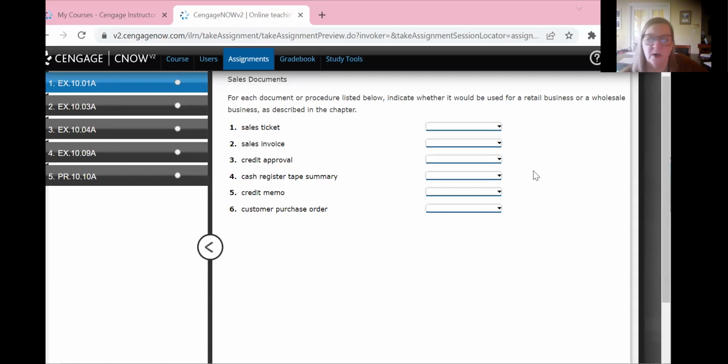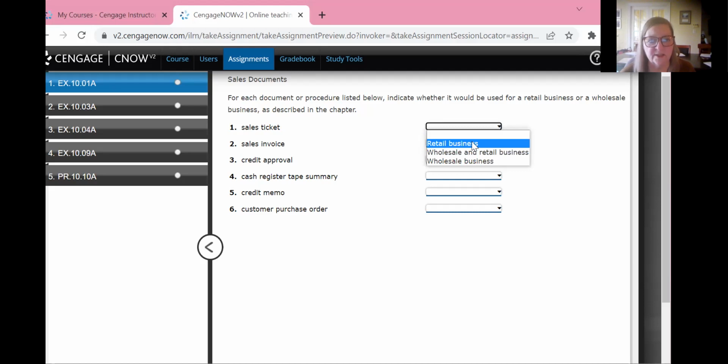But all this first one is doing is asking us to look at the name of each document and see whether it would be for a retail business or a wholesale business. If you look back into your textbook, or at the PowerPoint slides, they have examples of the sales tickets and the sales invoices. The sales ticket and the sales invoice look almost just alike, but the only difference is the sales ticket is normally the one you use when you're the retailer selling to a customer. That's what they wanted you to say, whether it's retail, wholesale, or both.